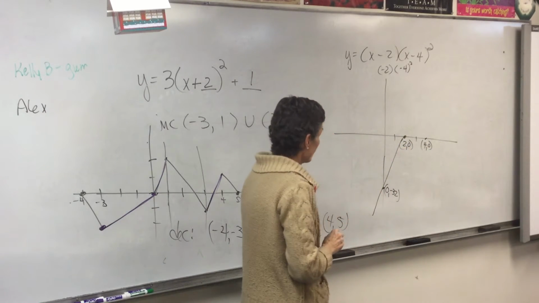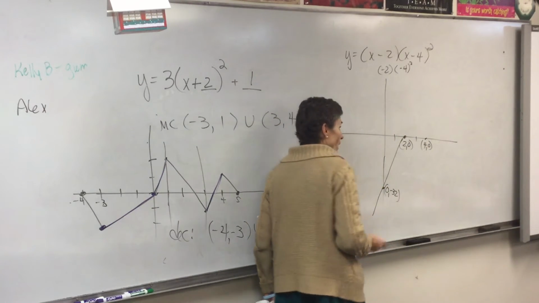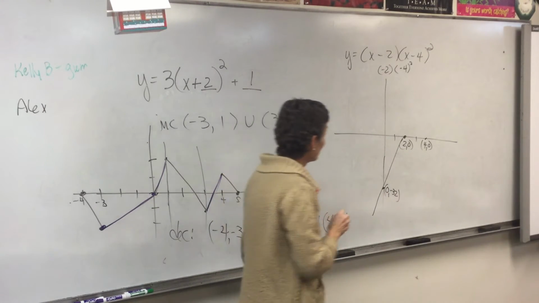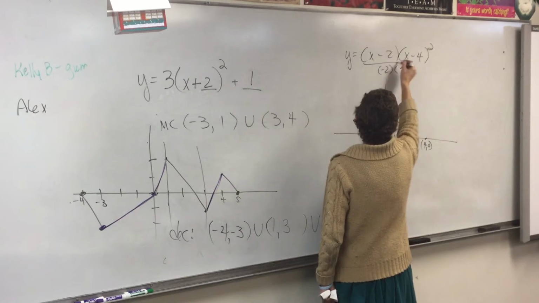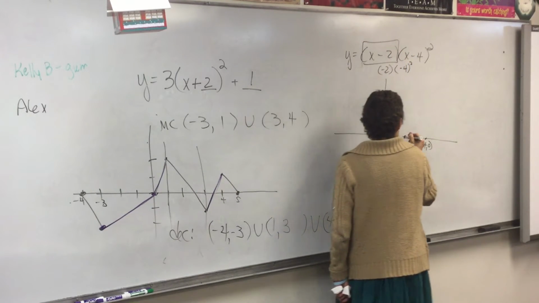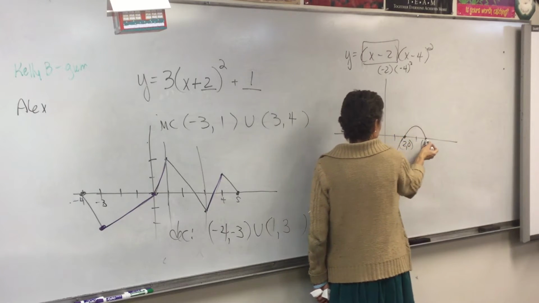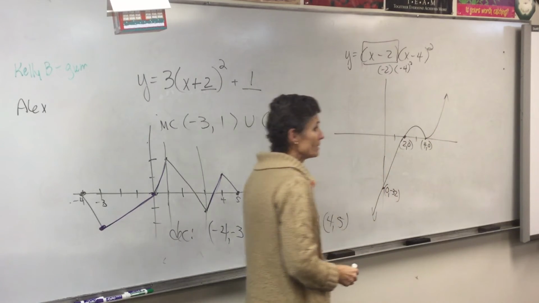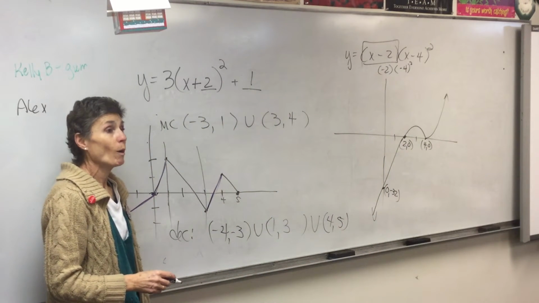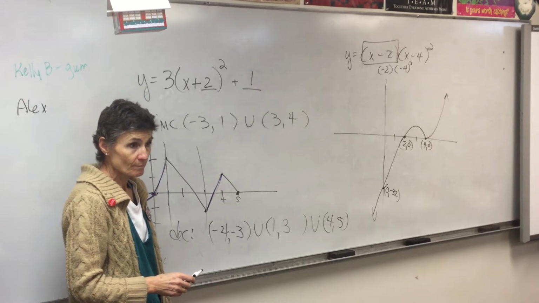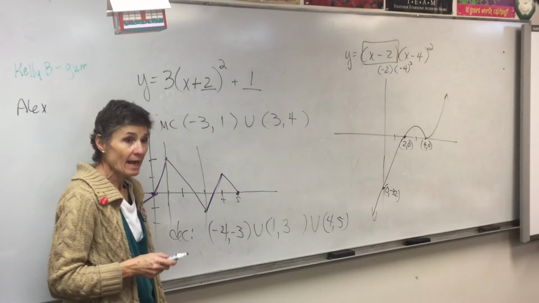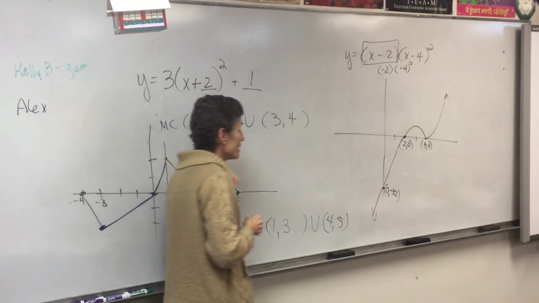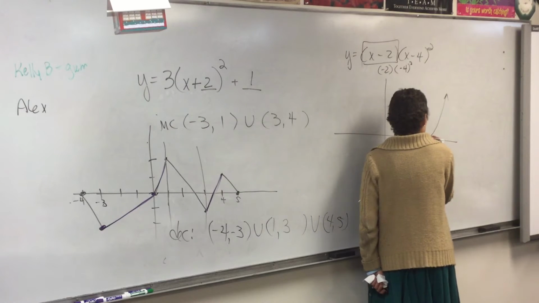Okay. What does it do when it gets to this point? Here are your choices. Go through or bounce off. What does it do when it gets to that point that came from this factor? It goes through. What does it do when it gets to that point? Bounce. It bounces off. Because we remember that when you have a squared 0, a squared factor, it acts like a parabola. It acts like a square. It bounces. This is called a point of tangency.